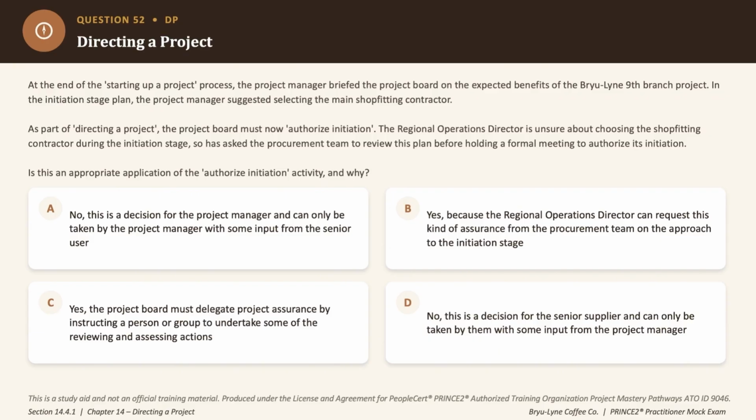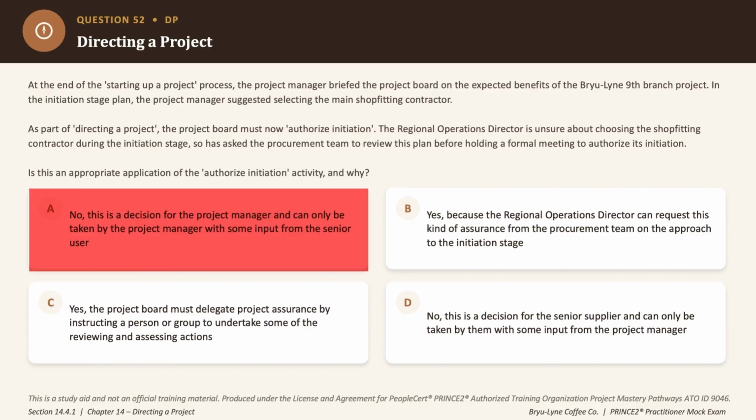Okay, now the question is: is this an appropriate application of the authorized initiation activity, and why? Option A says no, this is purely the project manager's call with the senior user input. But that misreads who is actually asking the question here. So an incorrect answer choice.